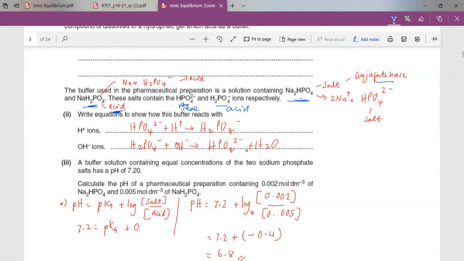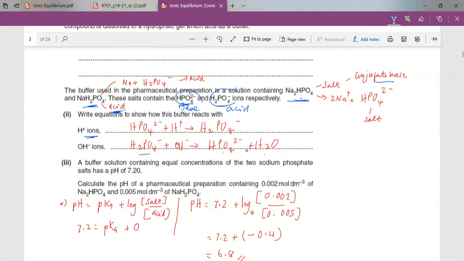So if it reacts, the right equation to show this buffer reacts with H plus. So which one will react with H plus? Of course, the base. So this one here: HPO4 2- plus H+, you get H2PO4-. So it's an ion form, you know, it doesn't always have to be no charge. OH minus must react with the acid. Which acid? This acid. So H2PO4- plus OH-, you don't need an H plus, because an acid is a proton donor.